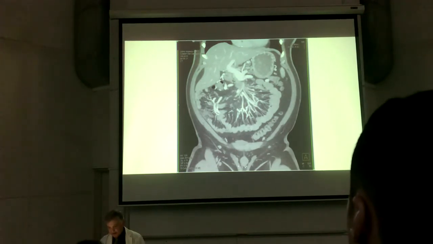This is the real life situation. Coronal CT scan. This is the small intestine. There's no air in the lumen. And here are the blood vessels, and the root of the small intestine is oblique this way.